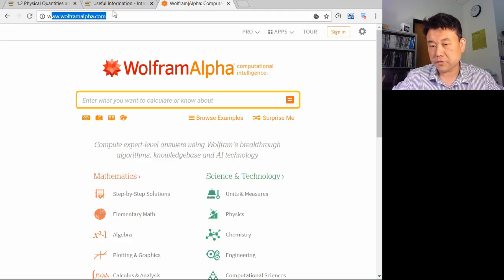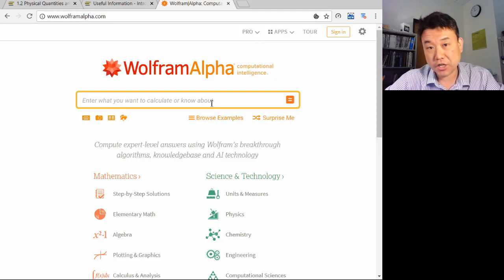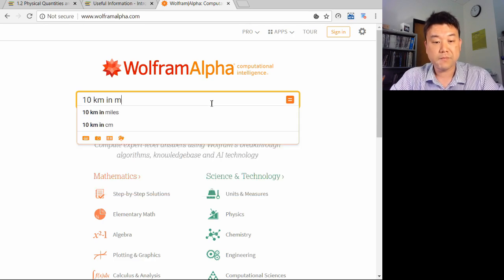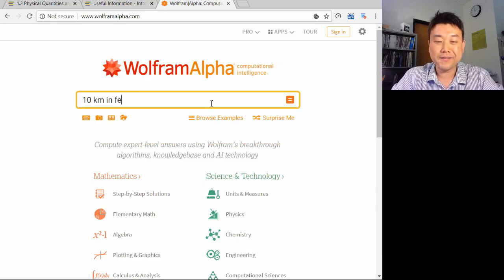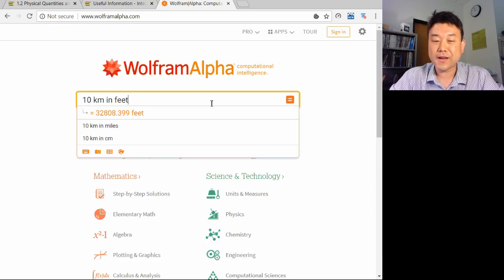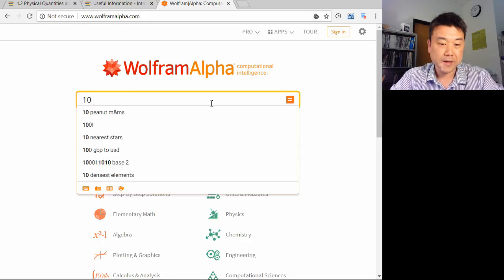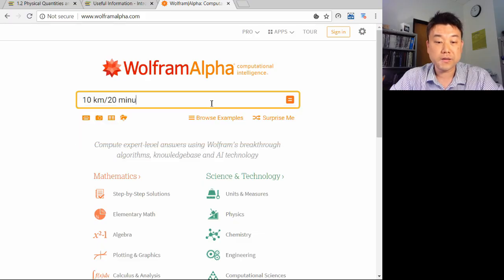There are some features that you can only access with a pro account, but I don't think we do anything in this class that you really need it for. This search engine is aware of units, so you can have it actually do the conversion for you. Let's take the first example: 10 kilometers in miles. Well, 6.137 miles. Or in feet, 32,800 feet. Or the other example, 10 kilometers per 20 minutes in miles per hour.